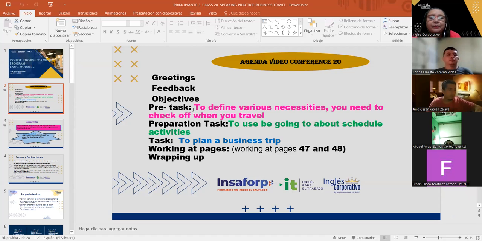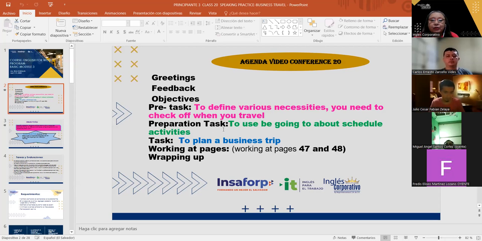But for today, the pre-task is to define various necessities you need to check off when you travel. Because when we are going to travel, we need to check some items that we need to carry, or some arrangements if you are going to stay in a hotel, or nowadays an Airbnb, right? Yes, you need to book, and about the transportation also, yeah? Many details, in other words. And also the weather, because of the clothes that you need to wear, yeah?